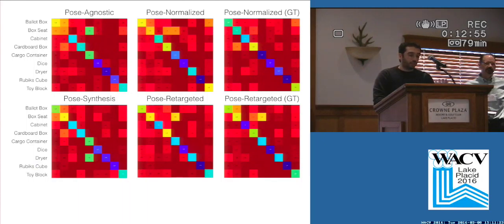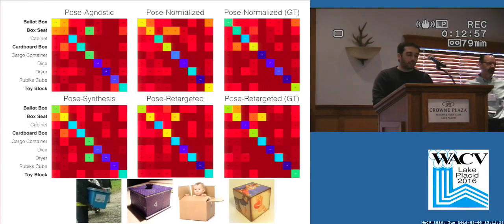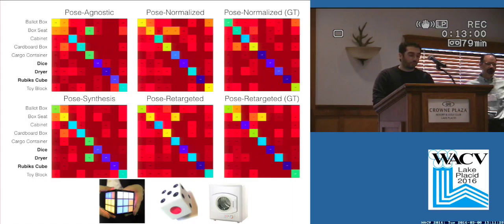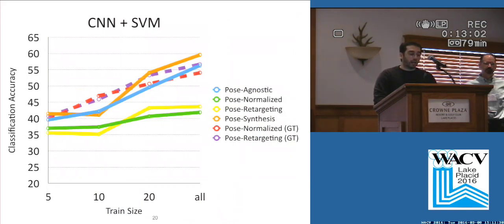And so we have done some analysis. You can see our data set has 9 categories of cubes, and I guess I'll leave the discussion for the poster session.